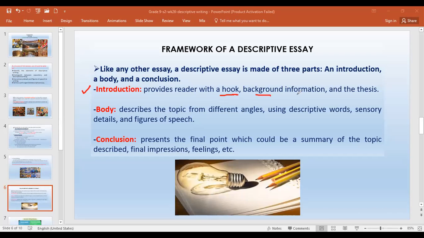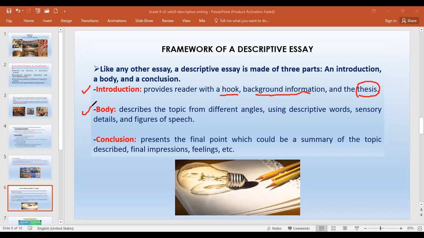Then your lead or background information, which finally leads to your thesis, which is always the last sentence at this stage. It's always the last sentence, and it's the central idea of your essay. Okay, and it's one paragraph.